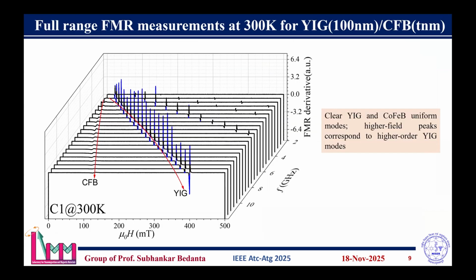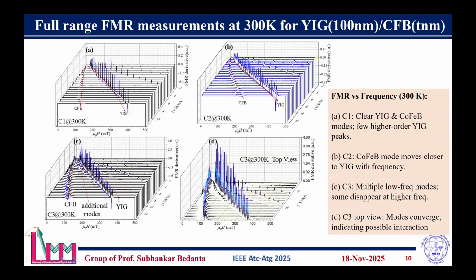When we did some magnetic characterization with the FMR measurements, we found that small modes of very low intensity from CFB were present, compared to the very high intensity YIG mode, which was a uniform mode, shown in blue. The higher resonance modes shown are the higher spin wave modes of the YIG samples. We see this gap between the CFB and the YIG becomes much smaller when we increase the thickness of the film, that is C2, in this room temperature FMR.